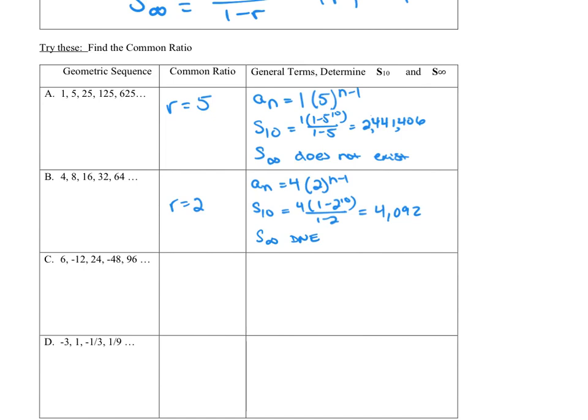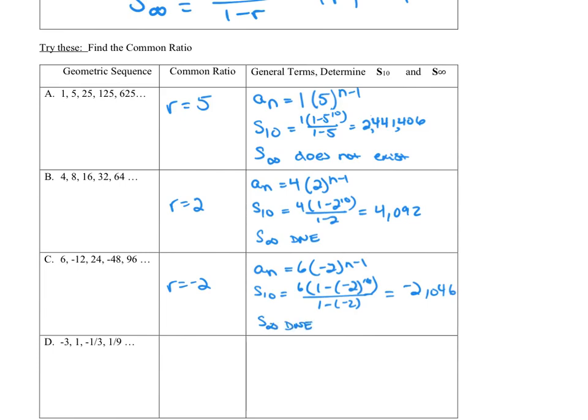Next example, we are multiplying by negative 2. A sub n is 6 times negative 2 to the n minus 1. S10 is 6 times 1 minus negative 2 to the 10th over 1 minus negative 2. Be careful when you enter this into the calculator. You should get negative 2,046. Absolute value of r is still greater than 1, so S infinity does not exist.